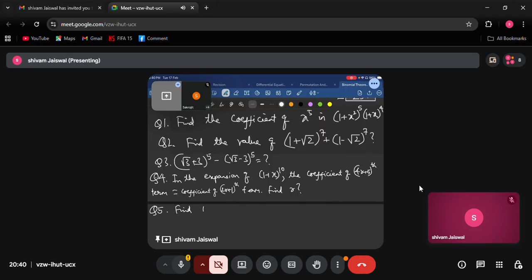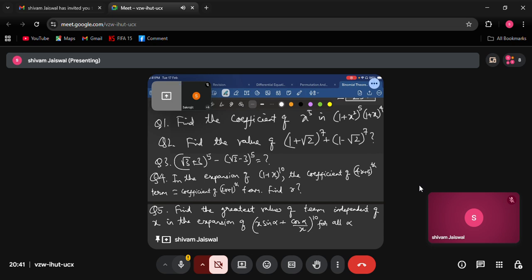Find the greatest value of term independent of x in the expansion of x sine alpha plus cos alpha by x whole to the power 10 for all alpha belongs to R. Solve.